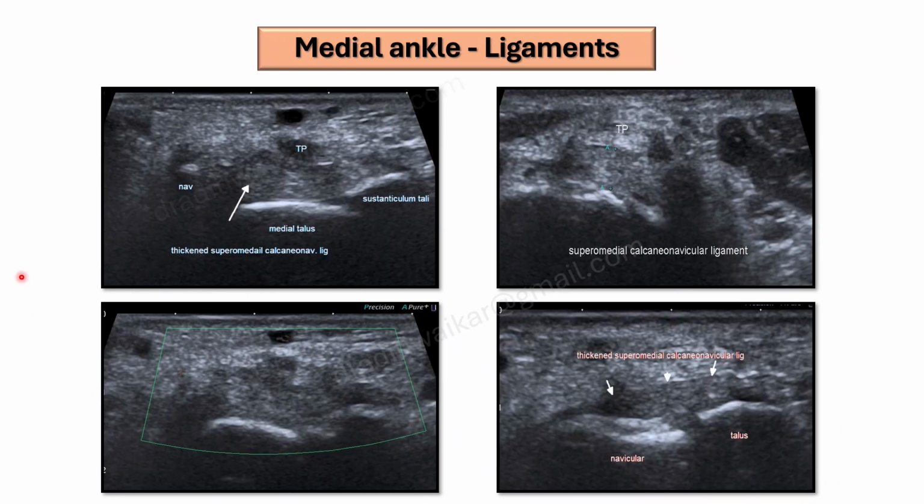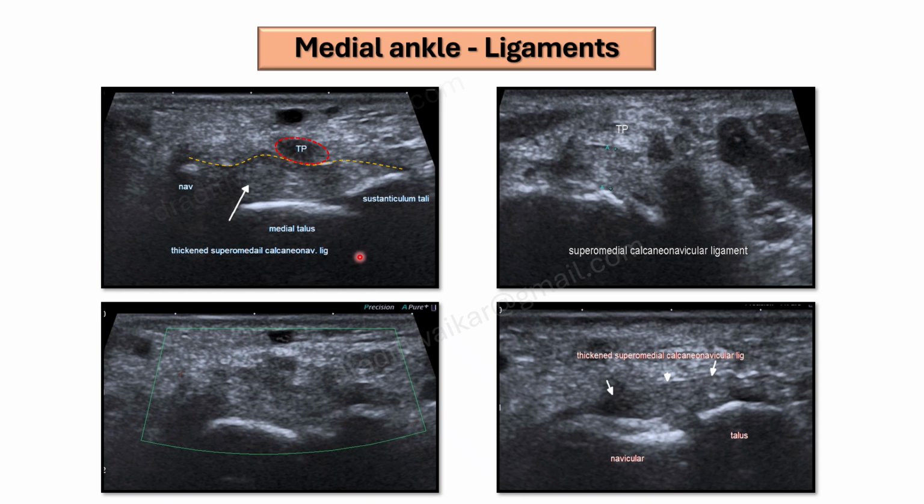Moving further, these are the images along the medialmost part of the ankle. What we can see is this thickened edematous hypoechoic structure which was lying deep to the tibialis posterior tendon. This was the thickened superomedial component of the calcaneonavicular ligament. This is the tibialis posterior tendon, and the thickened superomedial calcaneonavicular ligament.